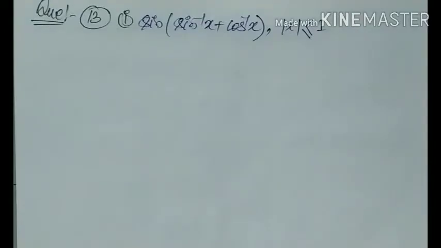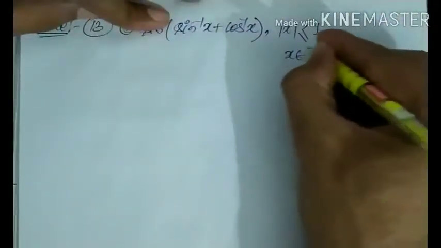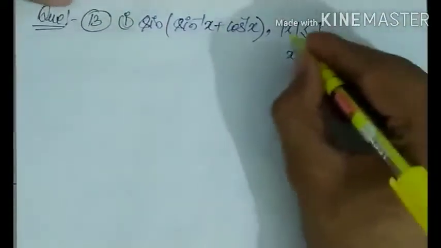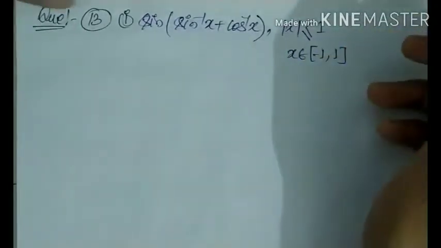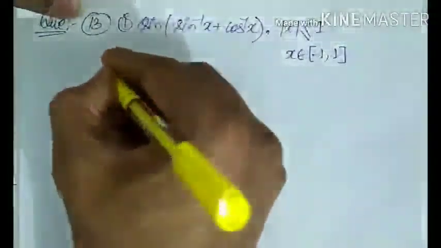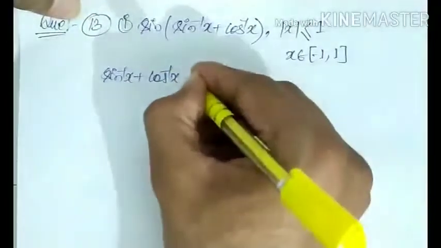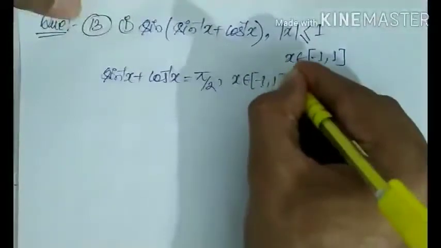Question number 13. The given question is sin of sin inverse x plus cos inverse x. We have to find the value, but the given condition is mod x less than or equal to 1, which means x belongs to minus 1 to 1. This is another method to write this inequality. And as we know, sin inverse x plus cos inverse x equals pi by 2 when x belongs to minus 1 to 1.